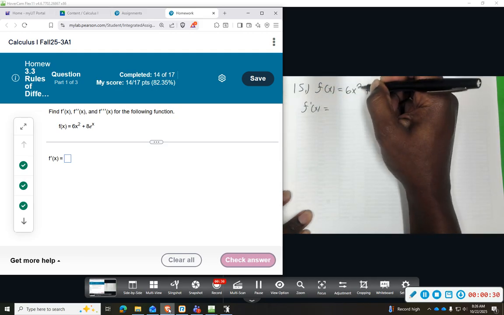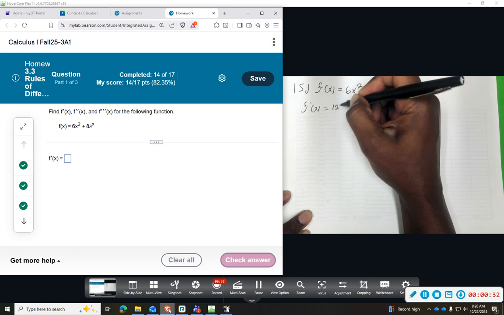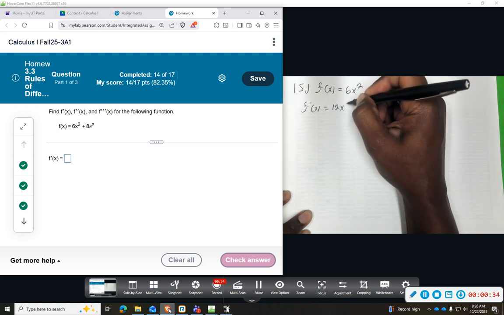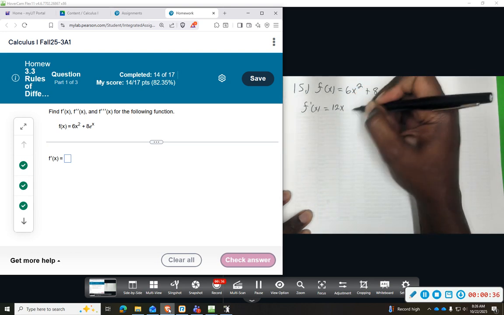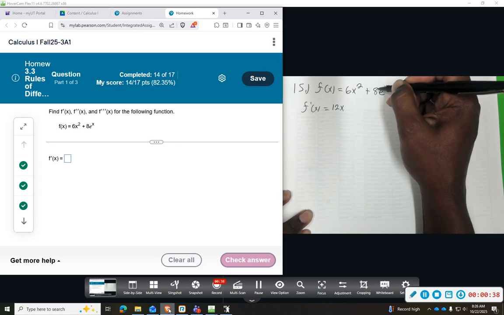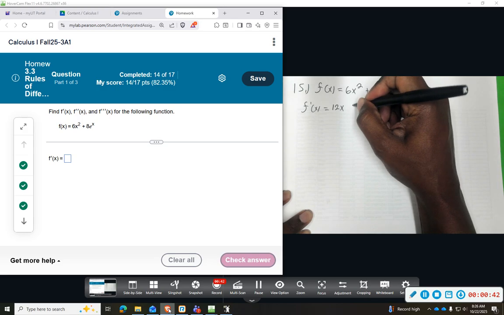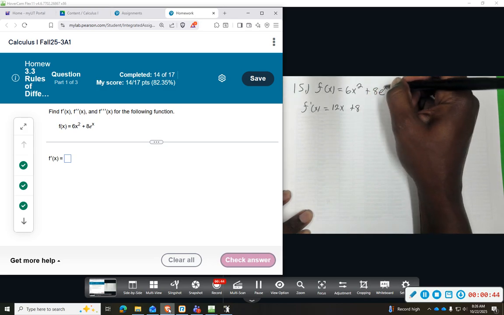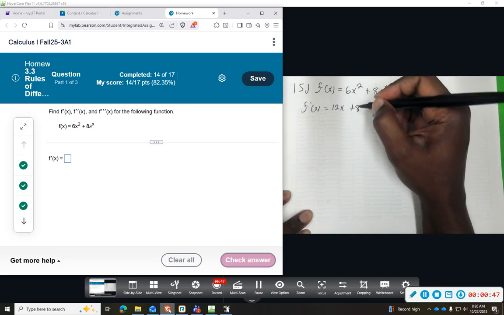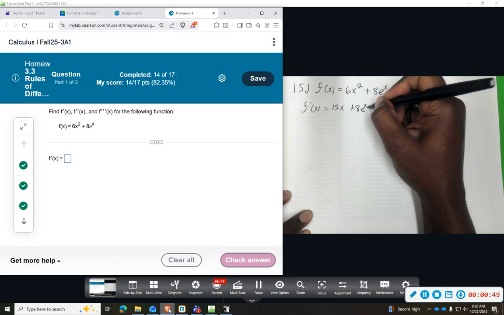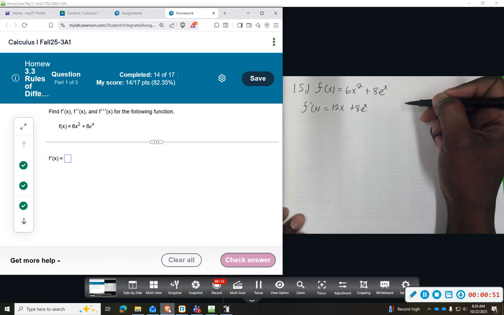So the first derivative, use the power rule. 2 times 6 will give you 12, and then subtract 1. So we get 12x to the first power. And then when you do a constant times a function, you can pull that constant out. So we'll have 8 times the derivative of e to the x, and the derivative of e to the x is just e to the x. So here's our first derivative.